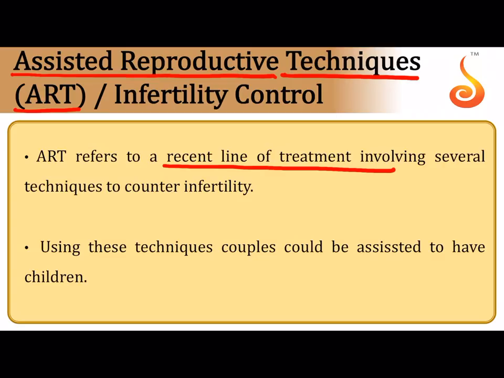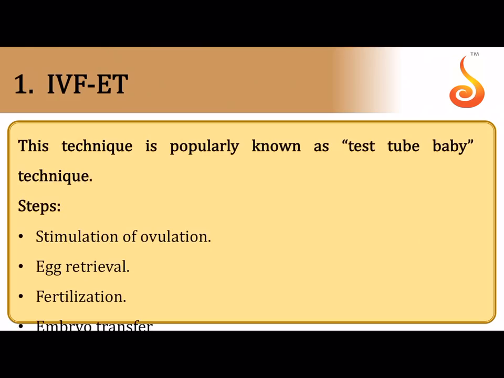So we are now going to discuss one of the major means by which we can overcome infertility, and this is referred to as assisted reproductive techniques. So you can see here, using these techniques, couples could be assisted in order to have children. Okay, so let us see how. What are the different techniques which come under assisted reproductive technology? The first and the most famous technology under assisted reproductive technology, I'm sure you must have heard of it. It is called in vitro fertilization and embryo transfer.